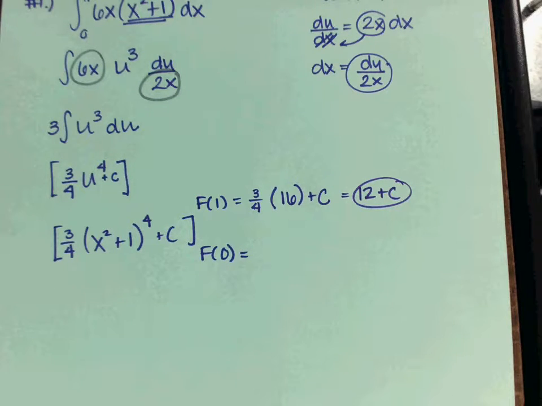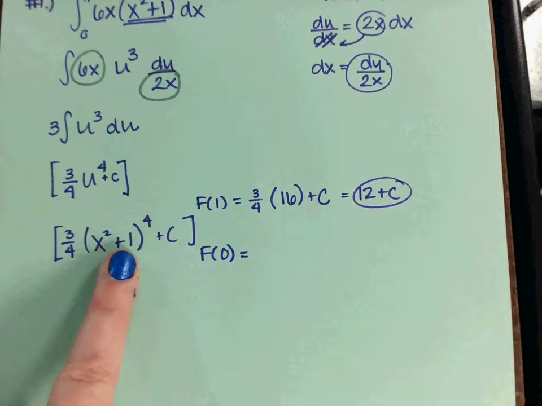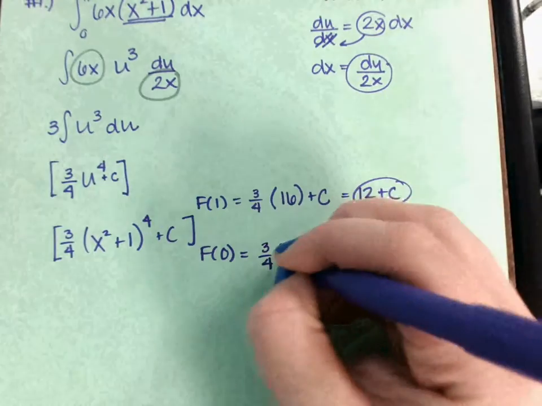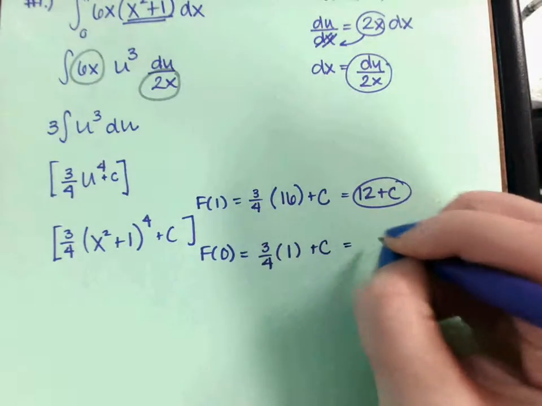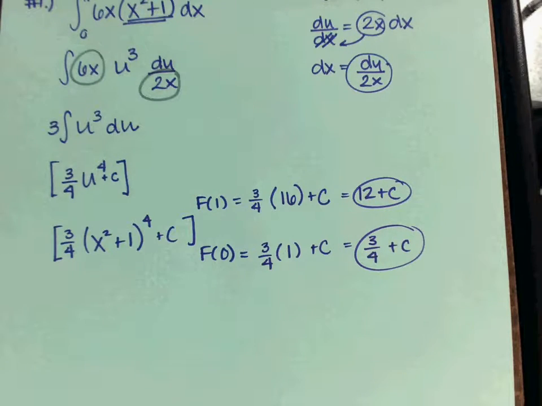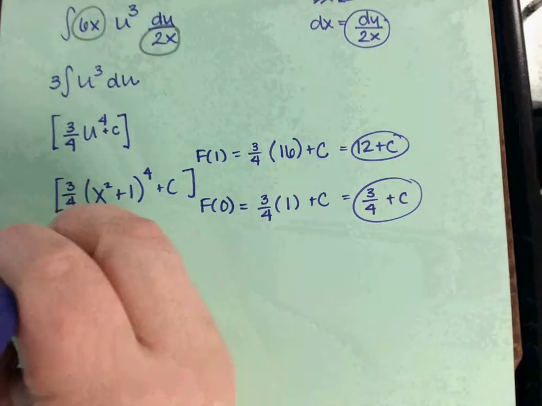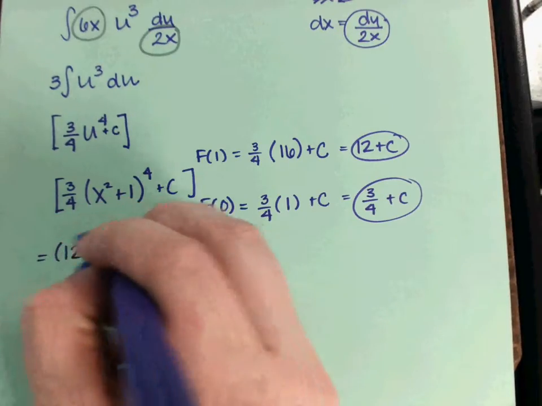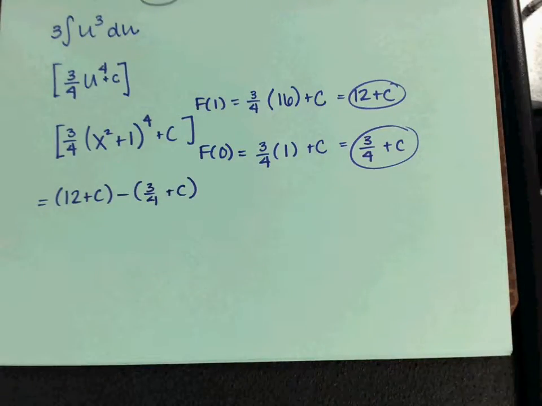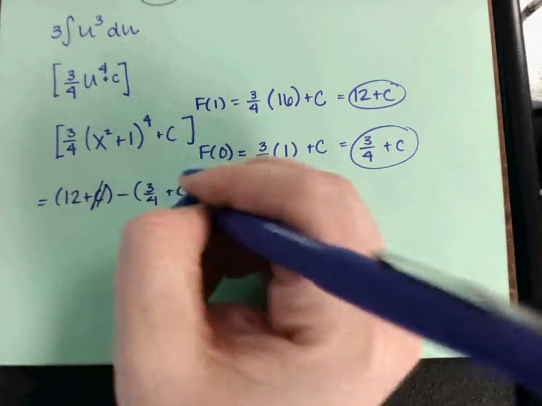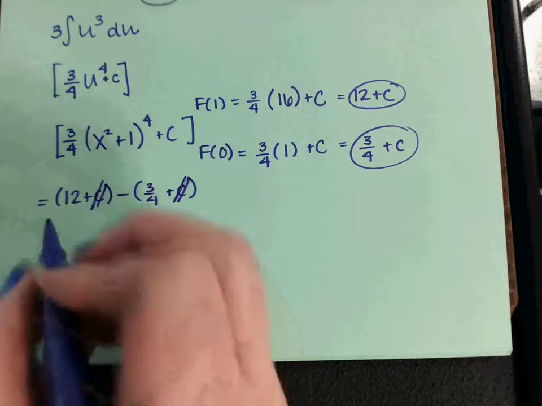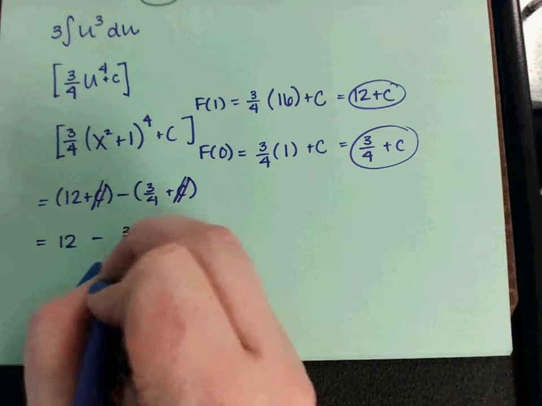Next we're going to plug in 0. Okay, so I'd have 0 plus 1 is 1. So I have 3/4 times 1 plus c, which is just going to stay a 3/4 plus c. Then what do we do with those endpoints based on the fundamental theorem? Subtract. So it'd be 12 plus c minus 3/4 plus c. And what happens with our c's? They cancel out. So that's why we're not going to continue to put them, in case you forgot. Okay, so then your answer would be 12 minus 3/4.